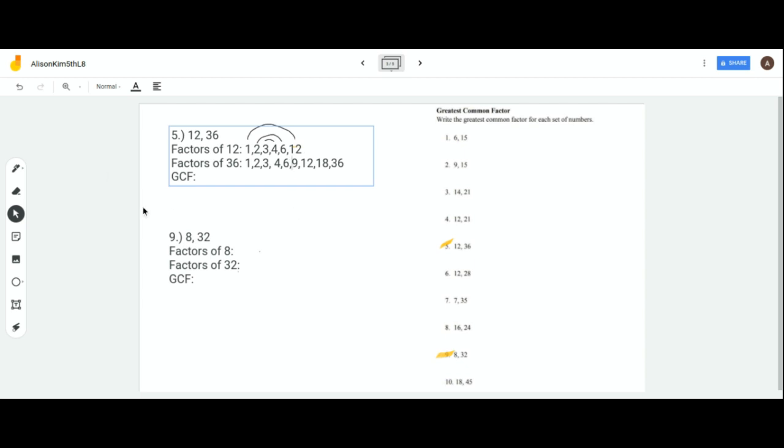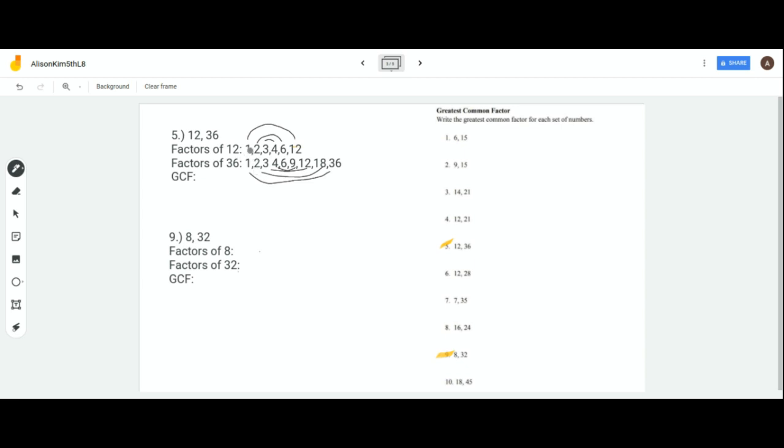Now, with this one, you're going to be left with one number in the middle when you do the rainbow form. You see what I mean? So 1 times 36, 2 times 18, 3 times 12, 4 times 9, and 6 is left alone because 6 times itself equals 36. So now let's find the greatest common factor.